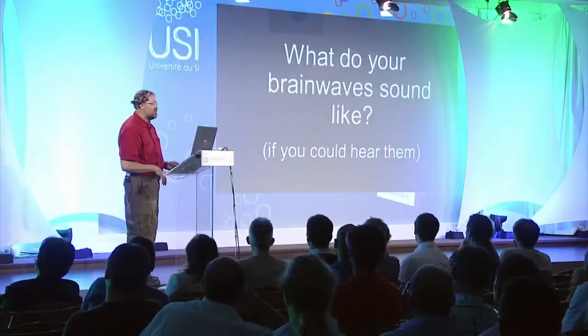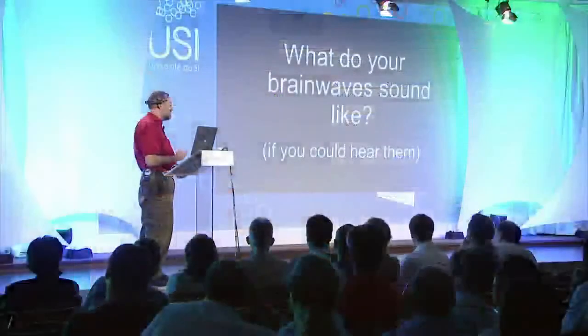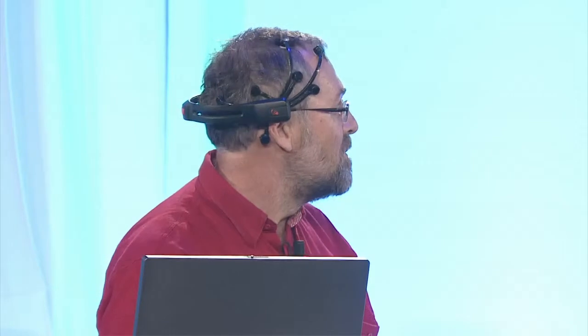Okay, so we've seen what the brainwaves look like. We've even heard what the brainwaves sound like, if you could hear them. They are actually very low frequency. The highest frequency that we measure is about 50 hertz, which is barely audible. So they were multiplied up into the 300 hertz range, so you could hear them.